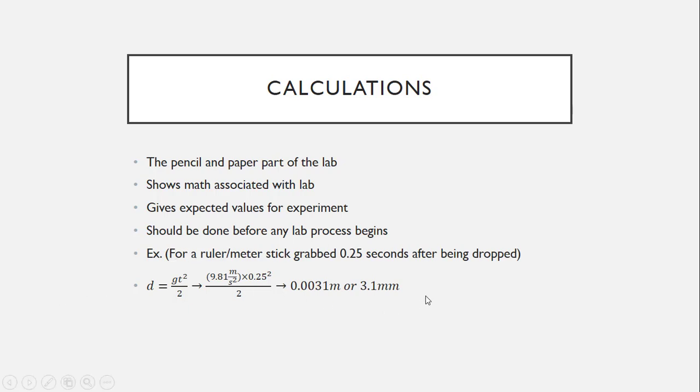If you're, for example, dropping a ruler, a friend is dropping the ruler and you are grabbing it, and somebody's timing the process it takes for you to grab it. All right. They say, well, you dropped it, I dropped it, and you grabbed it a quarter of a second after I dropped it. And so this is what you would get if you were dropping a quarter of a second. All right. And this is a formula you'll see later on once we get into this class.